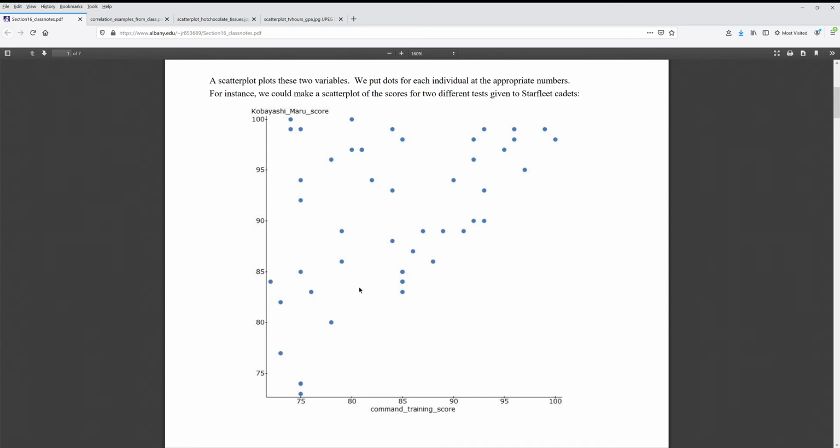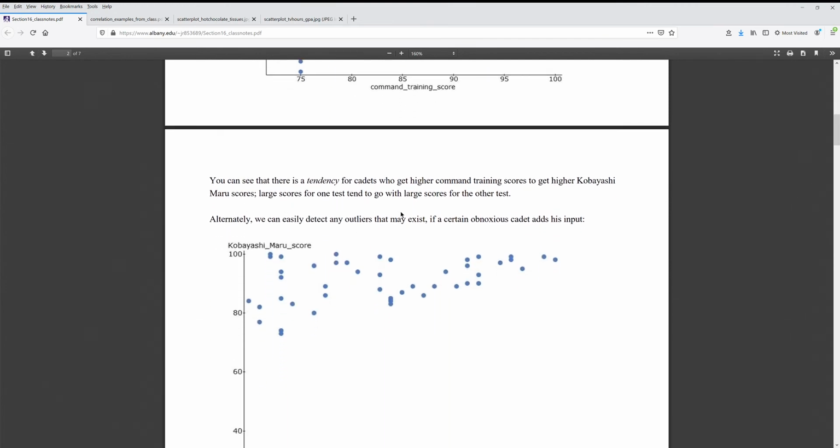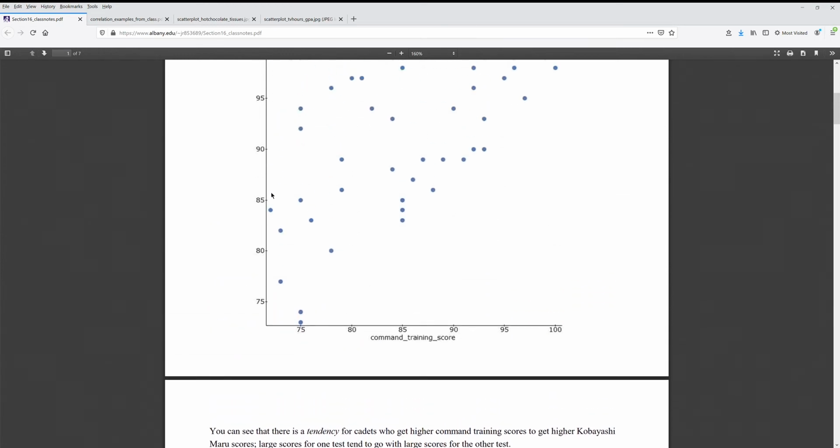Here there's what we might call some degree of positive association. The tendency is that the individuals who have a higher command training score have a higher Kobayashi-Maru score, although there are some exceptions in this territory here who did very low on command training score but very high on Kobayashi-Maru score. Nevertheless, we can see the overall trend from low going with low to high going with high, with some interesting exceptions. You can see that there's a tendency for cadets who get higher command training scores to get higher Kobayashi-Maru scores. It's not absolute, and there are some exceptions, but you can definitely see the trend.